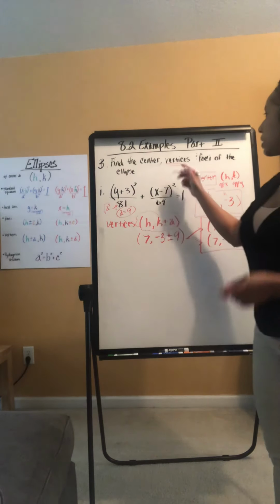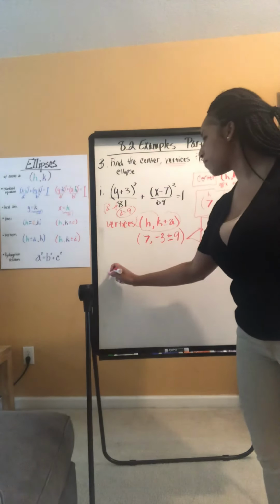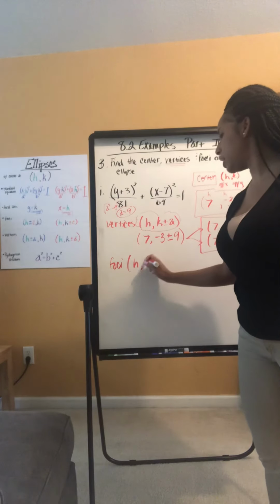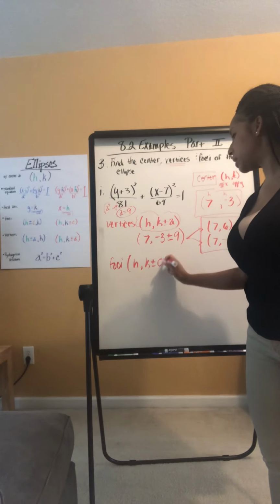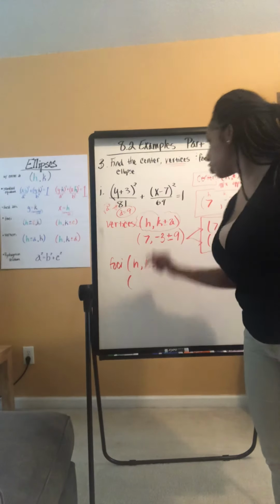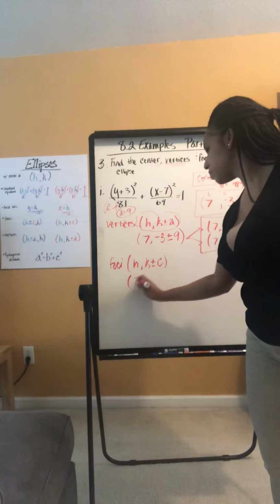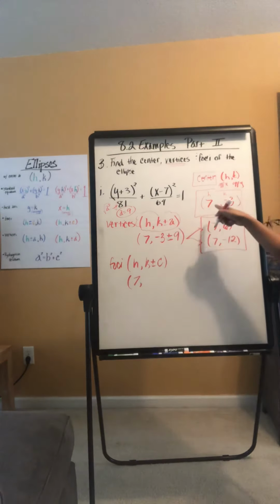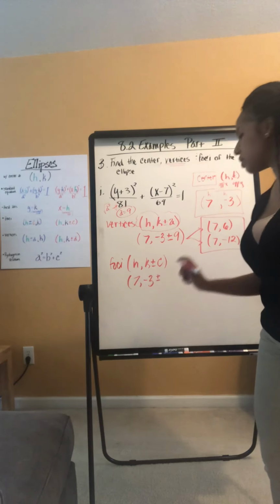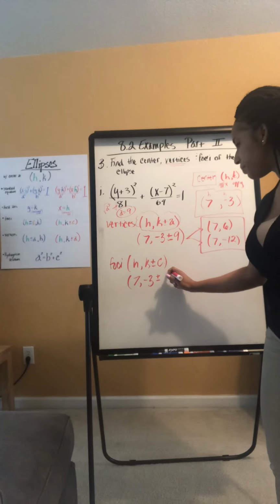All right, lastly, they asked me for the foci. The foci, when I am on the red side, is H, K plus or minus C. C for foci. So again, my H was the 7. My K was a -3. And I have plus or minus, I need to find my C.